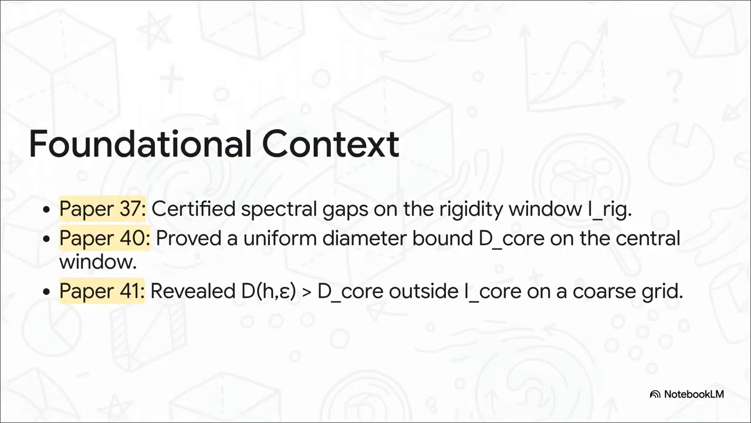This is the setup. Paper 37 gave us this wide rigidity window where things are generally well-behaved. Then, paper 40 zoomed in and proved that within a much smaller core window, the diameter is strictly bounded by this value, d core, which is about 2.77. But, and this is the key part, paper 41 took a quick look outside that core window on a coarse grid and immediately saw the diameter proxy jump above d core. This was the first hint of a boundary obstruction.